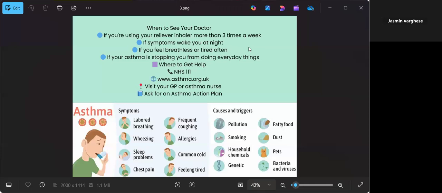In the helplines, obviously the UK NHS is the first priority when we think about helplines. So you can write NHS 111, and also you can add the websites from where you will get relevant information about asthma and asthma management. All that information you can add.